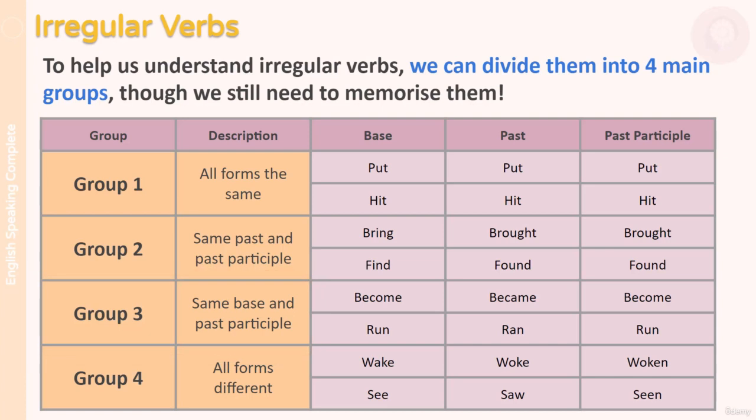So here's group 4. All forms are different. Wake, woke, woken. See, saw, seen. Again, it's all about memorizing the different verb forms.